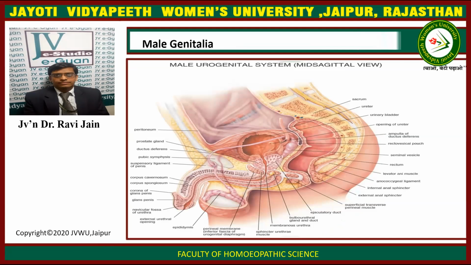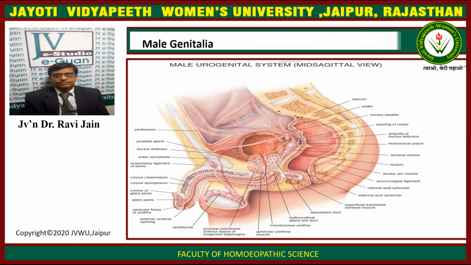What all things does it include? You have the peritoneum, the peritoneal cavity here, and we have the prostate gland along with the ductus deferens. We have the pubis, the suspensory ligament of the penis, the corpus cavernosum, and the corpus spongiosum. You all know, I believe you all know the structure of this male genitalia. You already have understood, but let's have a quick recap of the male genitalia.